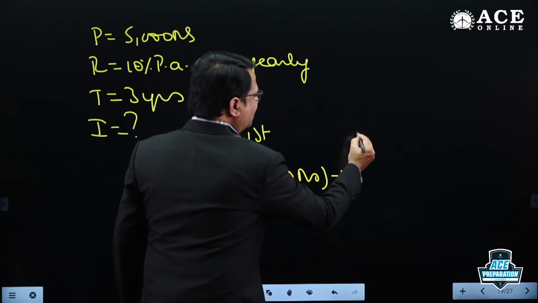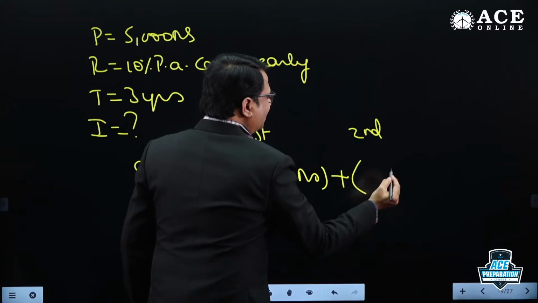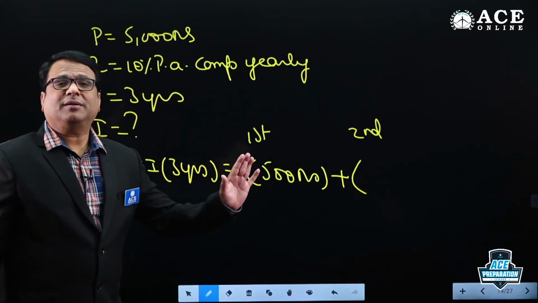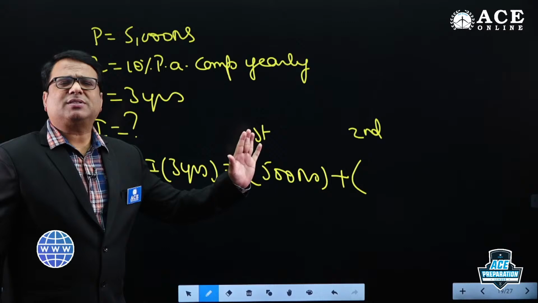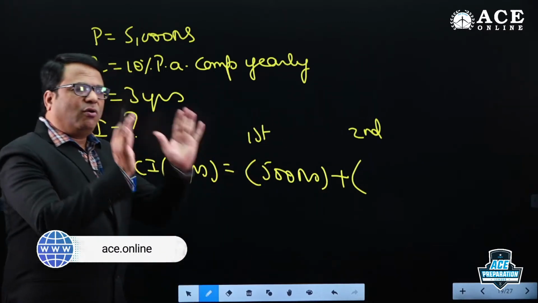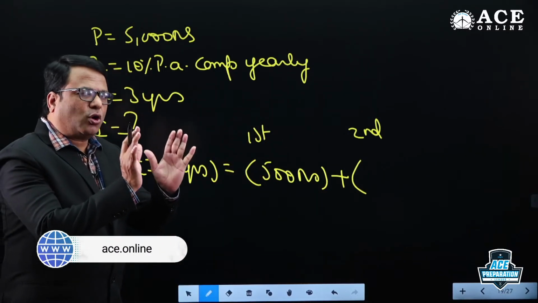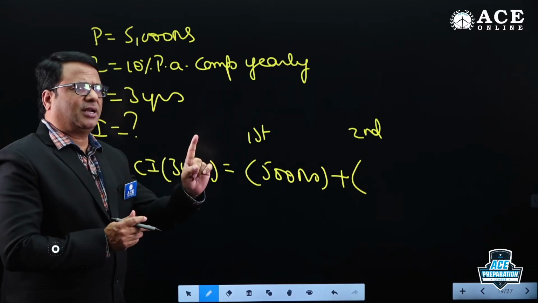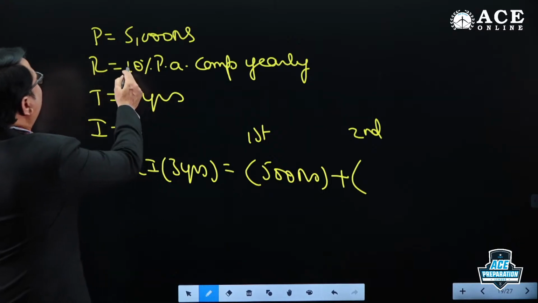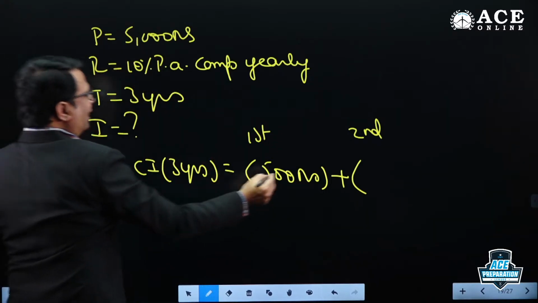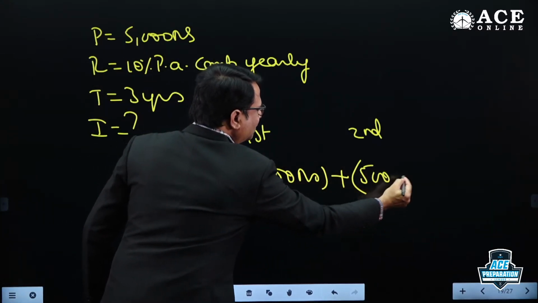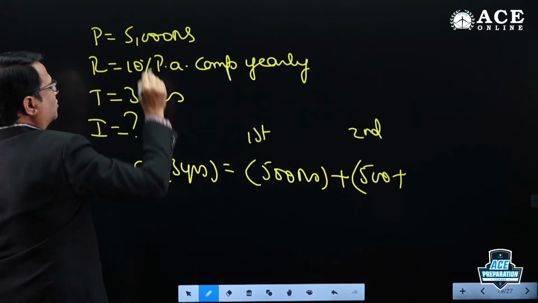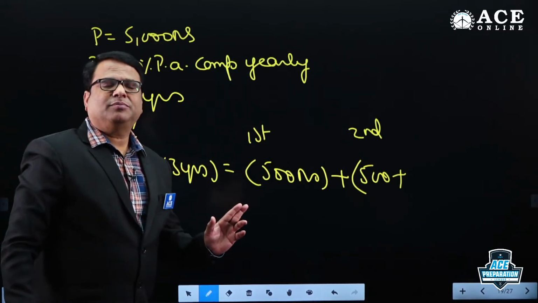Then the second year. What is the interest for the second year? How do we calculate it? First calculate interest on the principal. Interest should first be calculated on the principal. So 10% of 5,000, again 500.